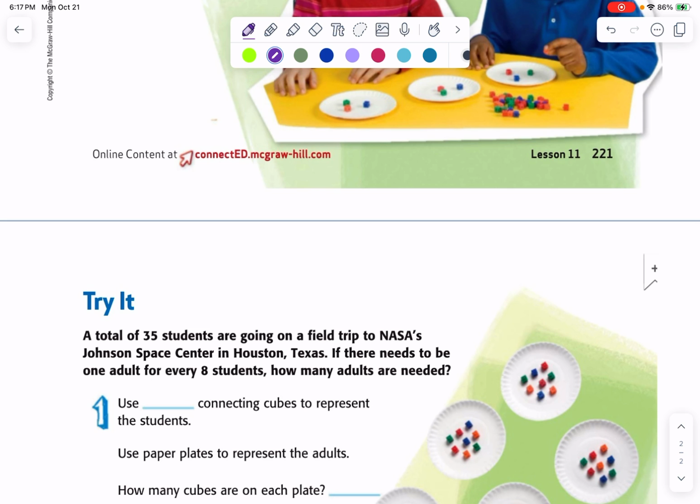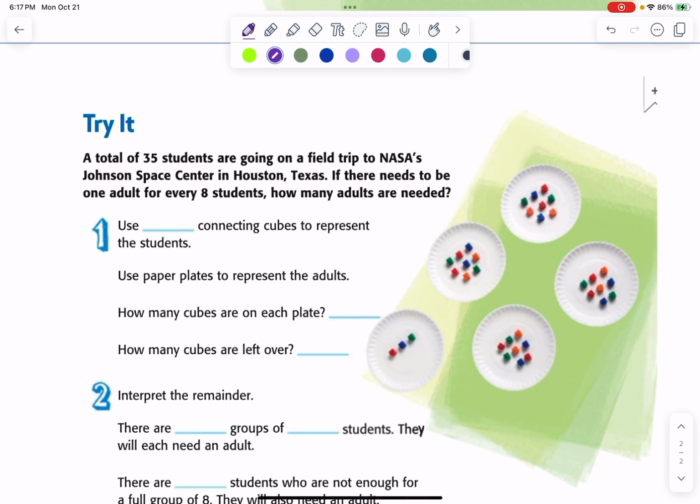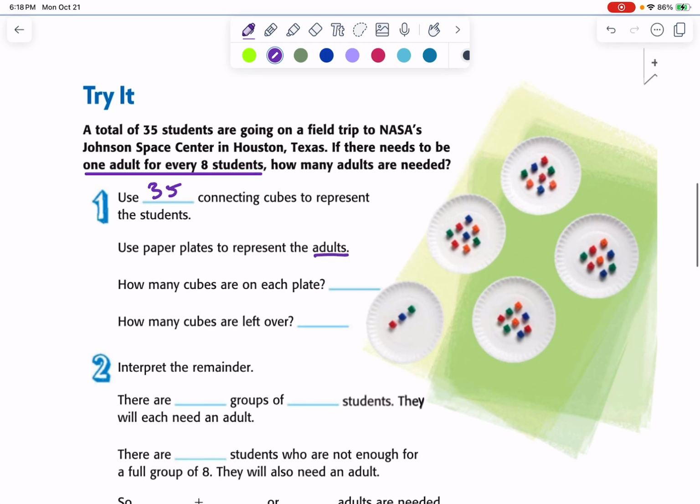Now, it doesn't always work like that with remainders, so let's look at this problem. A total of 35 students are going on a field trip to NASA's Johnson Space Center in Houston, Texas. If there needs to be 1 adult for every 8 students, how many adults are needed? So we'll use connected cubes to represent the students. There are 35 students, and we'll use the paper plates for the adults. And how many cubes are in each plate? 8. Okay, so we have 8, 16, 24, 32, and then we can't make a plate of 8 after that. 33, 34, 35. So there are 3 cubes left over.